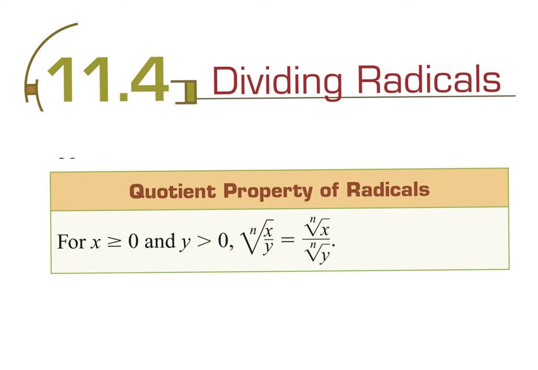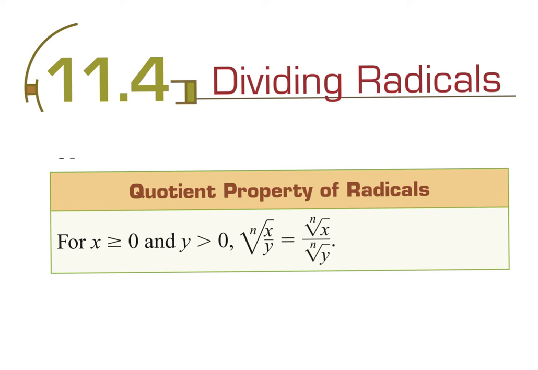So the first thing you see on this page is the quotient property. For every x greater than or equal to 0 and y greater than 0, if you have a fraction under the radical, you can split it up. So basically what they're telling here is you can either reduce the fraction first, or you can take the radicals individually, whatever works best. But when you are dividing them, you are strictly dividing the numbers on the inside.